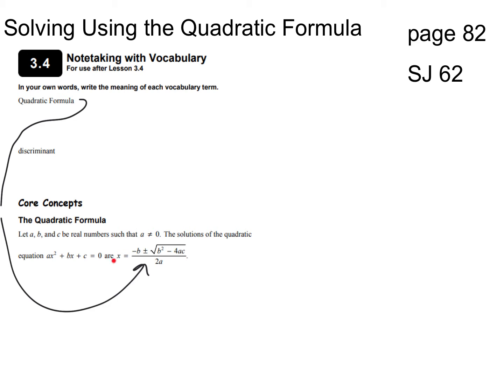So here's the quadratic formula. X equals negative b plus or minus the square root of b squared minus 4ac all over 2a. So that's singing the quadratic formula to Pop Goes the Weasel.